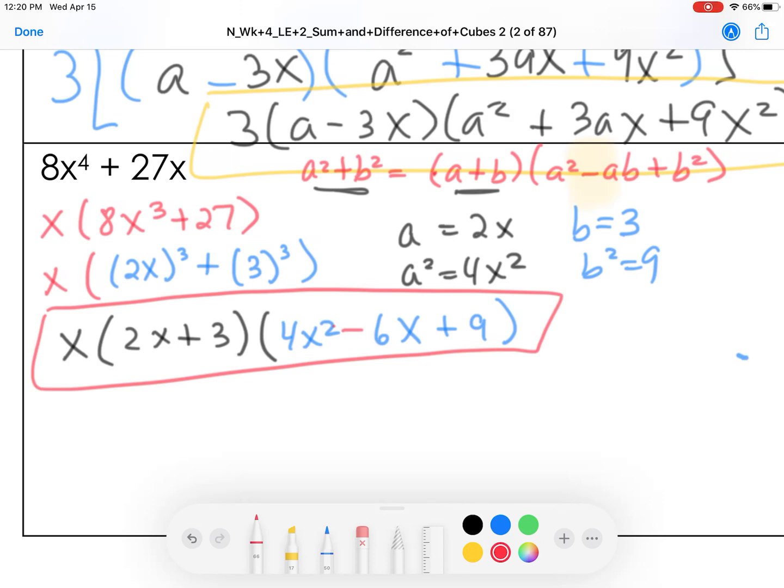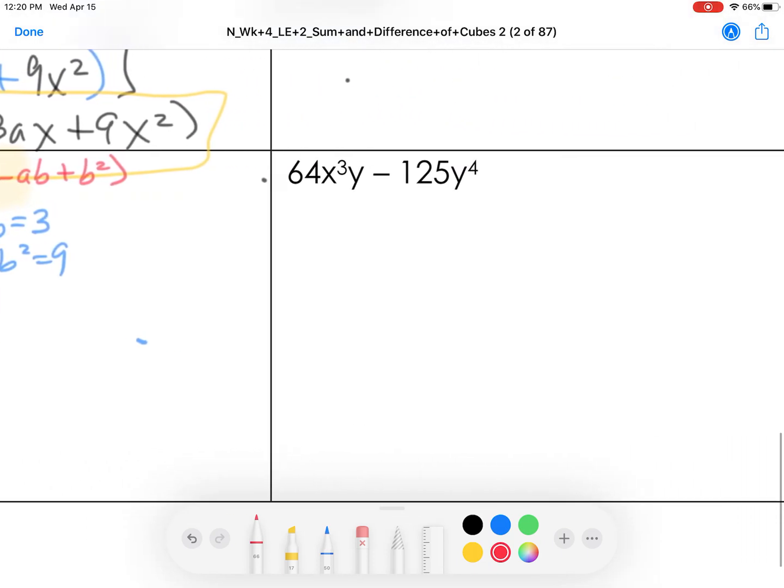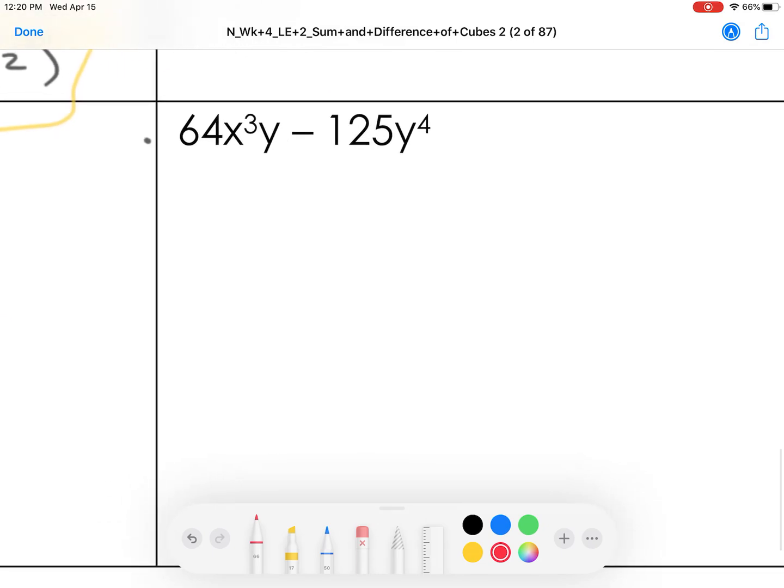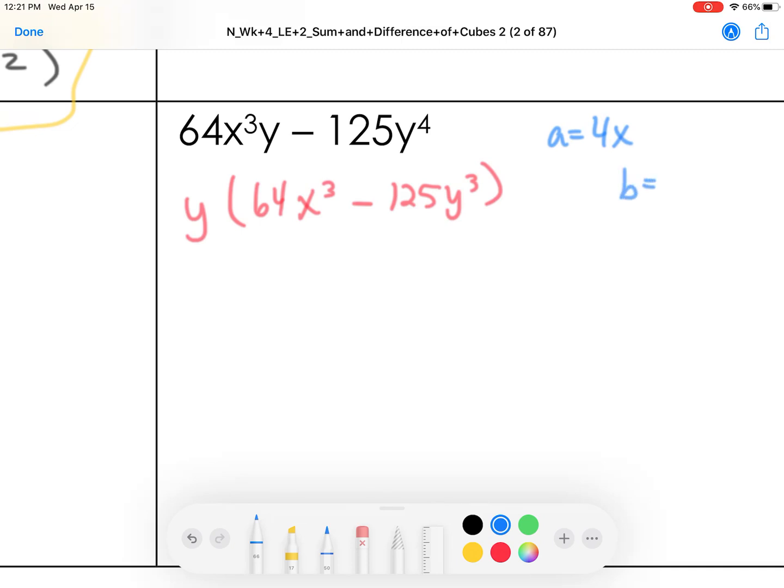Okay, one more example to look at, which is a difference of cubes. Again, we're going to check to see if there's a greatest common factor that we can clear out. And they both have at least one y, right? So we're going to pull that y out front. And that leaves us 64x cubed minus 125y cubed. And now we can find our a and b values. Our a is going to be 4x, and our b will be 5y.